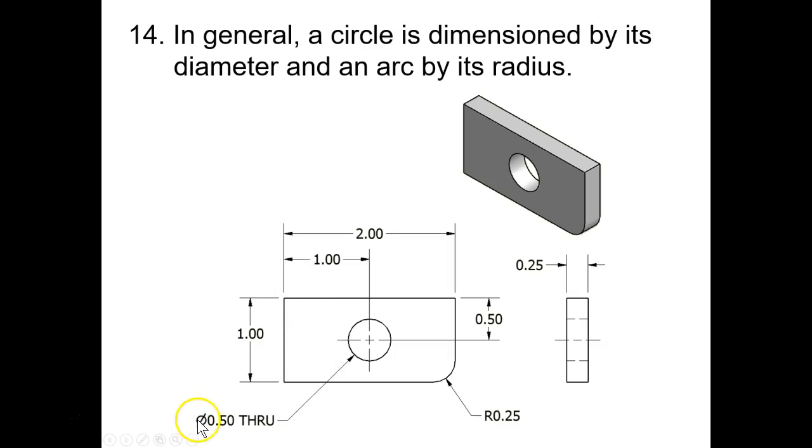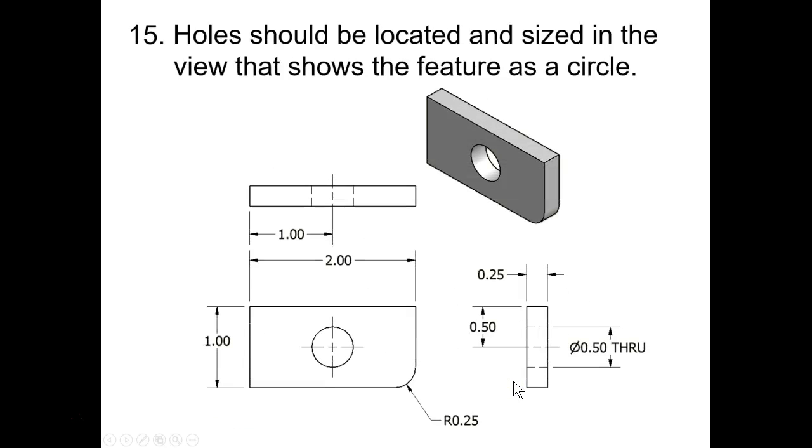Inventor is going to take care of this. If you're dimensioning a circle, it's going to default to the diameter, and if you're dimensioning an arc, it's going to default to radius. So that's not something you normally have to worry about.